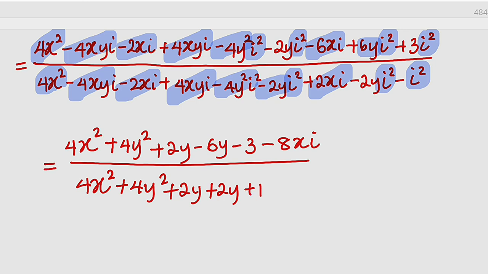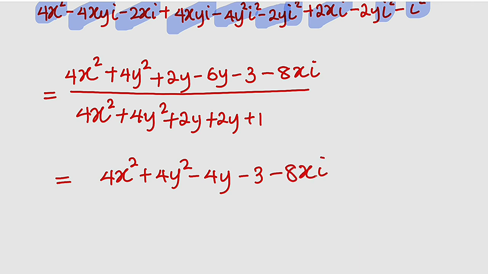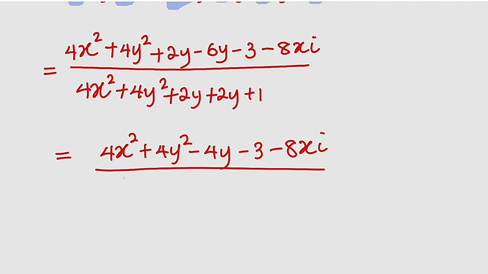Let's further simplify it for the last time. To the top, we have 4x squared plus 4y squared. This together will give us negative 4y, negative 4y. We have minus 3, then minus 8xi. Then to the bottom, we have 4x squared plus 4y squared. This together will give us 4y, positive 4y, then plus 1.